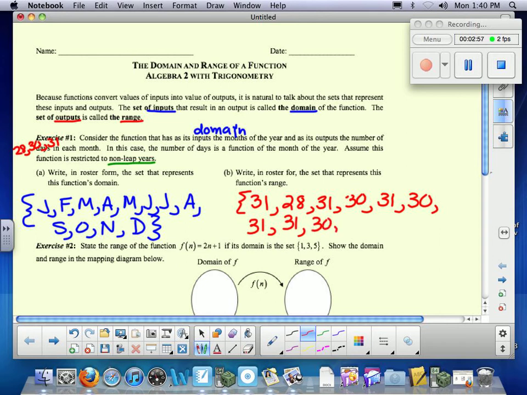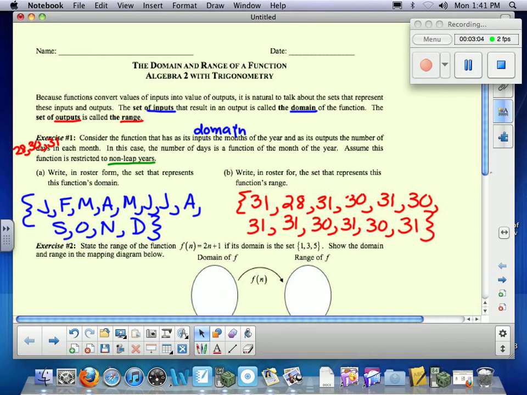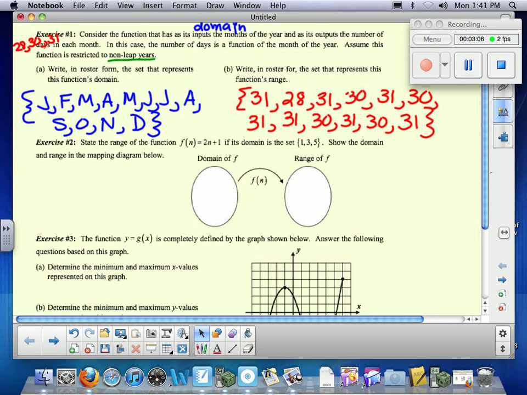Why do we have such screwed up ones? I wish we just had like 30 days every month. It'd be a lot easier than that.